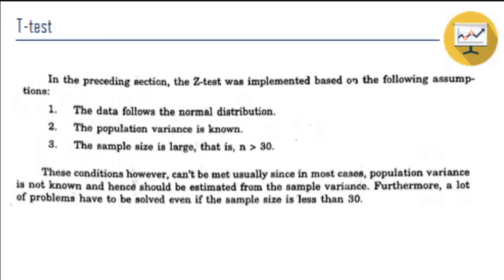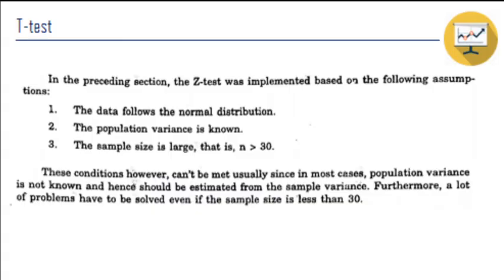Okay, so for t-test, in the preceding section, the z-test was implemented based on the following assumptions. First, the data follows the normal distribution. Second, the population variance is known. And third, the sample size is large. That is, sample size should be greater than 30. Yun yung mga rules sa z-test.